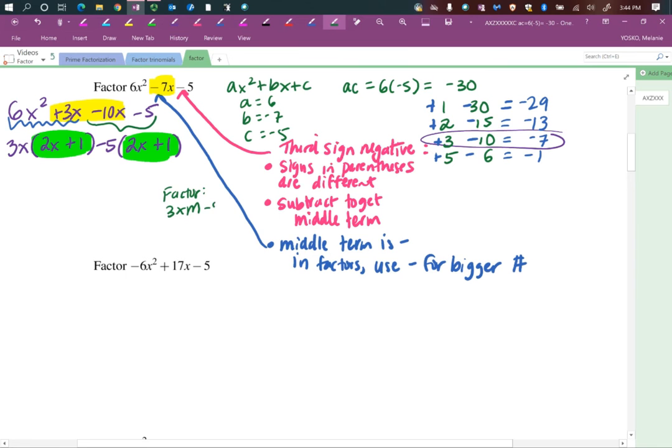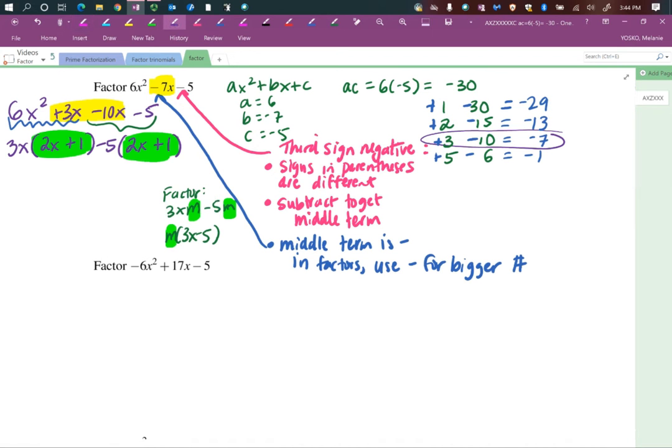3x times m minus 5 times m, we could say, well, they both have an m, right? So you'd have m times 3x minus 5. But look here, I have 3x times, instead of m, I have 2x plus 1, and negative 5 times 2x plus 1. So look at this. 3x times something green minus 5 times something green. You factor out the green, right?